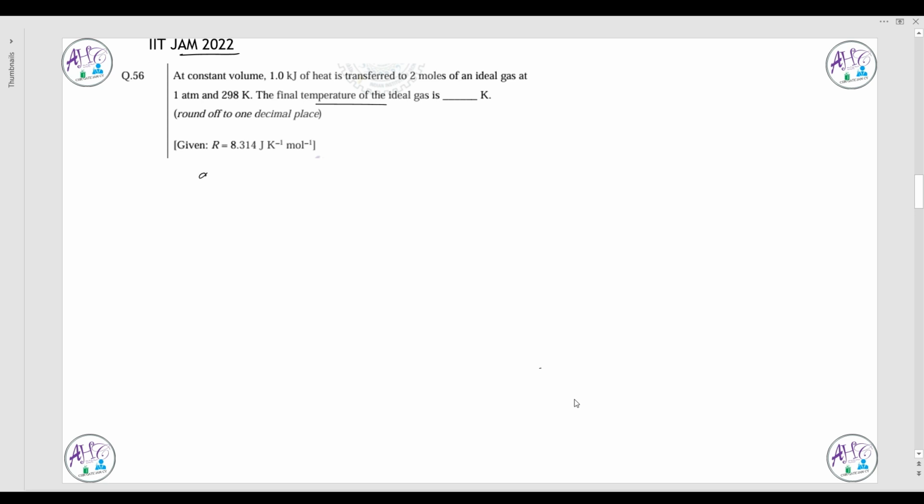So in the question they have given heat. Q is nothing but your heat, given as 1 kilojoule. That means this is going to be 1000 joules. And number of moles transferred, 2 moles, so n equal to 2 moles. Temperature is going to be 298 Kelvin. This is your T1, and they ask what T2 is.